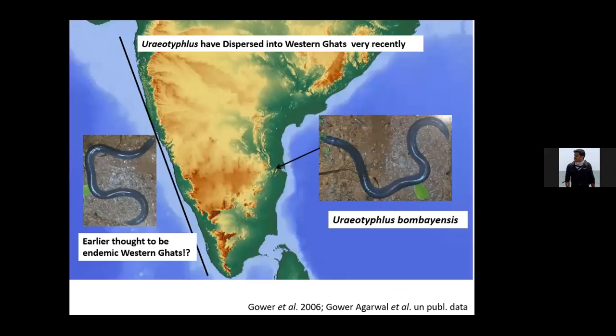We don't know yet. This is another very common Sicilian, popularly called Bombay Sicilian. Earlier, this genus was called Ichthyophis. Now it is called Uraeotyphlus, which was again thought to be endemic to Western Ghats, found in the middle of the city Chennai in the Eastern Ghats. How have they crossed the dry Deccan region then?